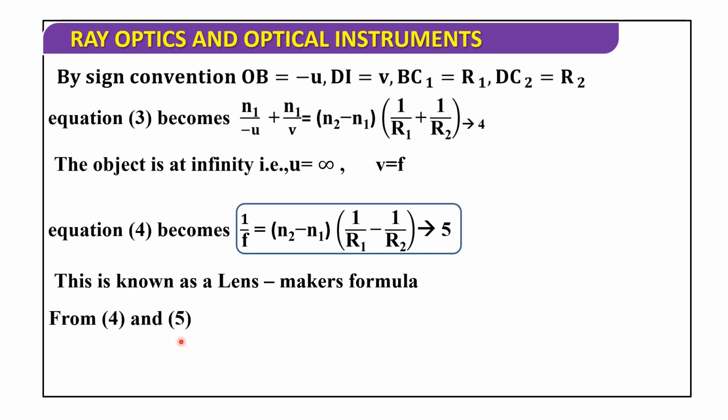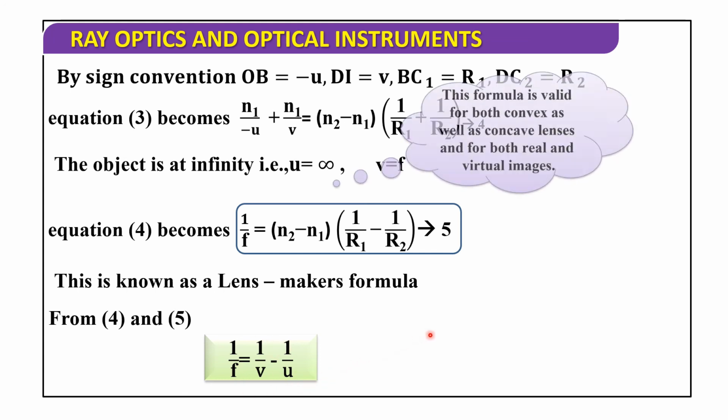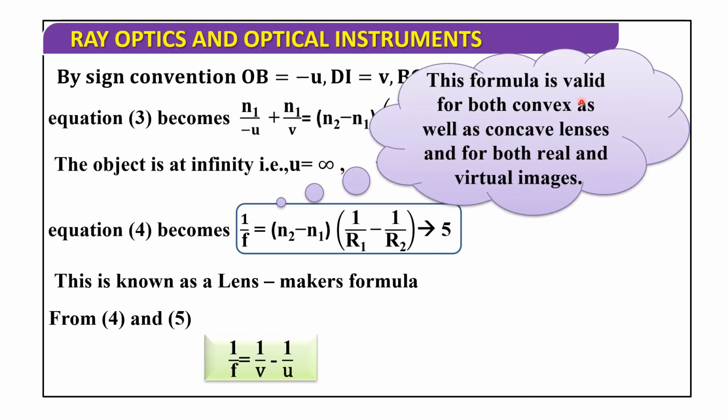From 4 and 5, 1 by f is equal to 1 by v minus 1 by u. So this formula is valid for both convex as well as concave lenses and for both real and virtual images.